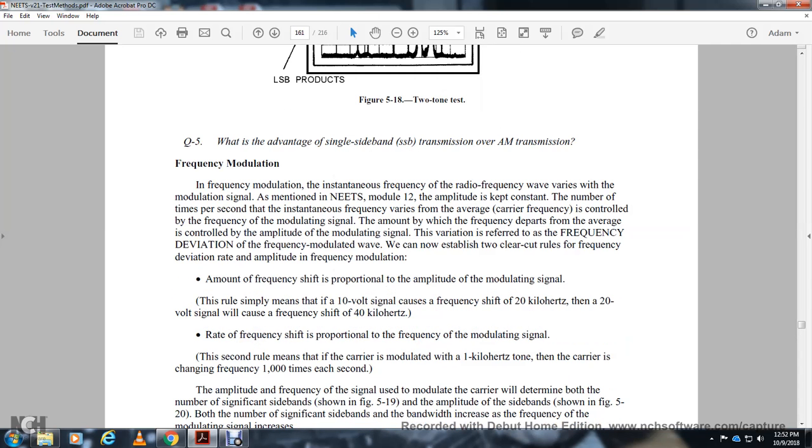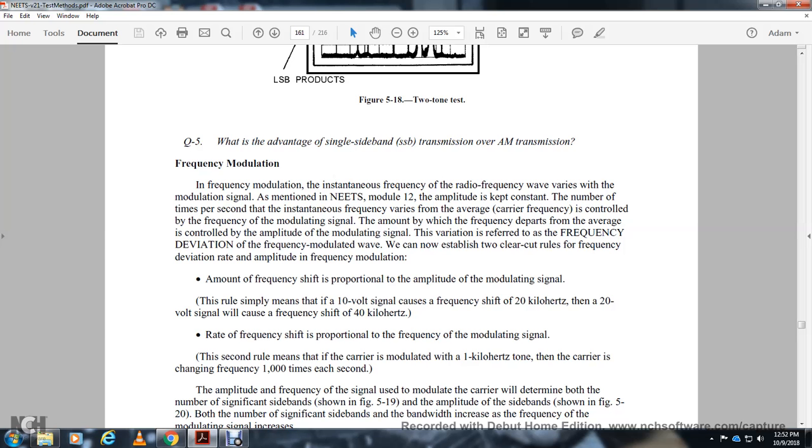Frequency modulation: the instantaneous frequency of the radio frequency wave varies with the modulation signal, as I mentioned in Neets Module 12. The amplitude of the modulation signal counts the number of times per second. The instantaneous frequency varies about the average carrier frequency, controlled by the frequency of the modulation signal. The amount of frequency departure from the average is controlled by the amplitude of the modulation signal. A frequency modulated wave can now be described with two clear rules: the frequency deviation rate and the amplitude of frequency modulation. The amount of frequency shift is proportional to the amplitude of the modulation signal.